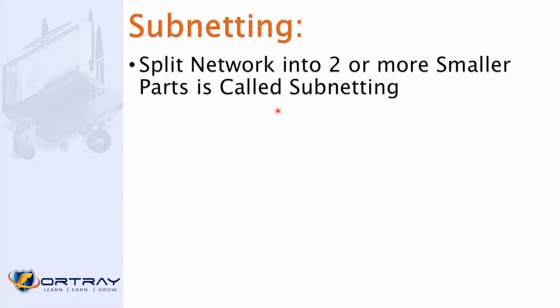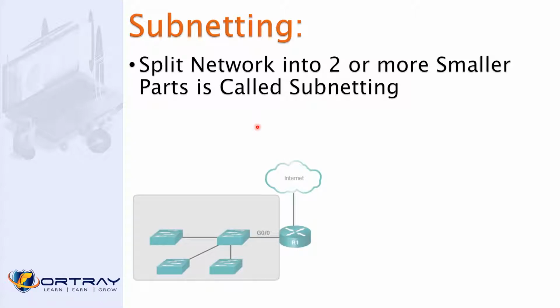So recently we took an example where one class C network has 254 IP addresses available. But if you assign these 254 IP addresses just between two nodes, then you cannot assign this network somewhere else in your network. So the idea is how we can split this network into two parts.